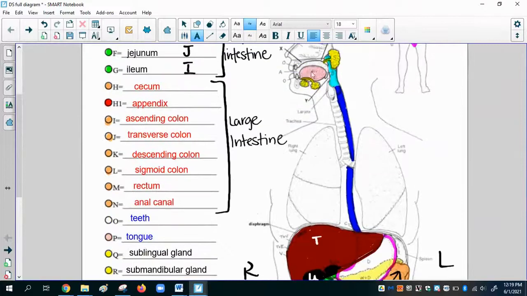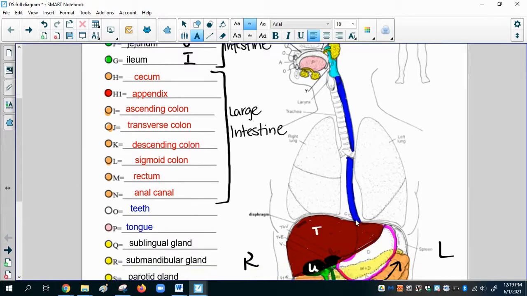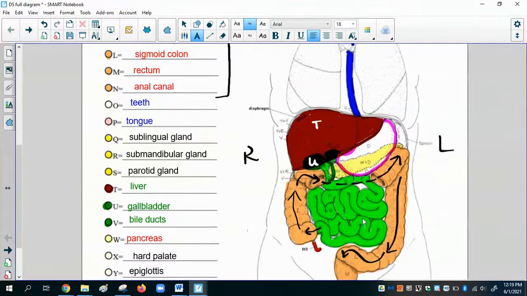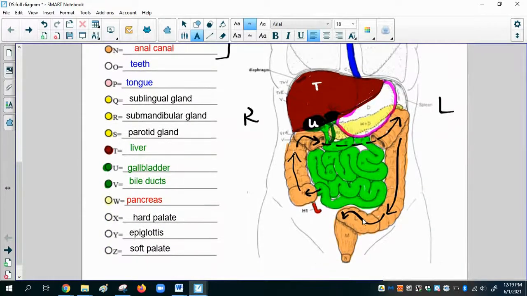So food is chewed up in the mouth. That's called mastication. We swallow it. That's called deglutition. And then we use the muscles of the rest of the alimentary canal to push our food down and make sure it's going in the right direction. And those muscular contractions are called peristalsis. So it will move through the esophagus and into the stomach.